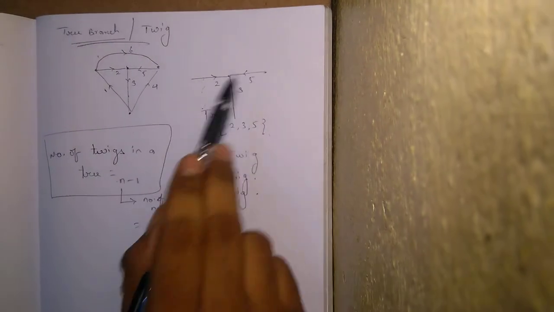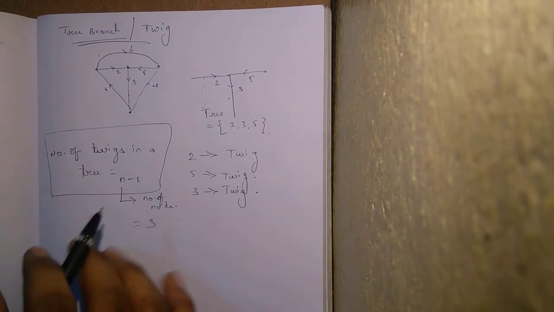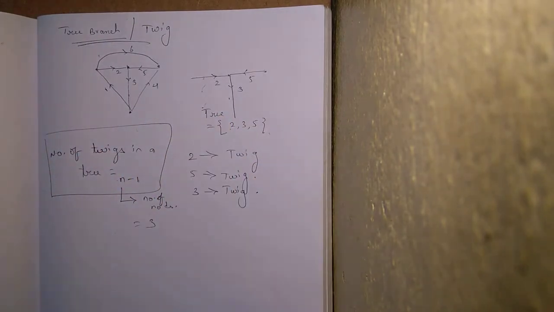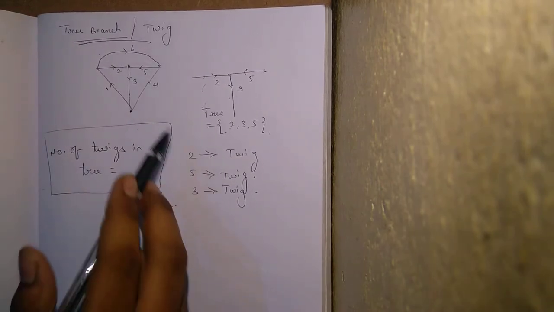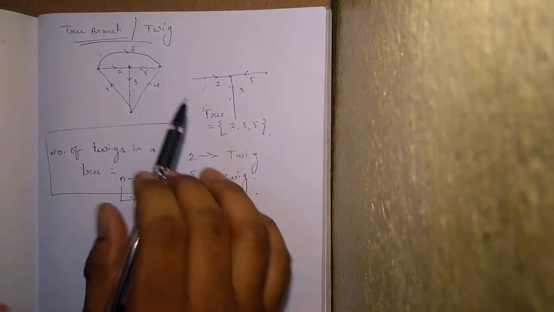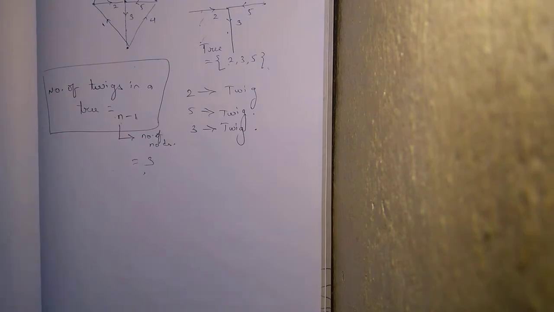So see here, 1 2 3, right? So the condition is satisfied. According to the formula it is 3, and according to our explanation, as we have drawn here, we found it as 3, right? So yeah, this is your twig.